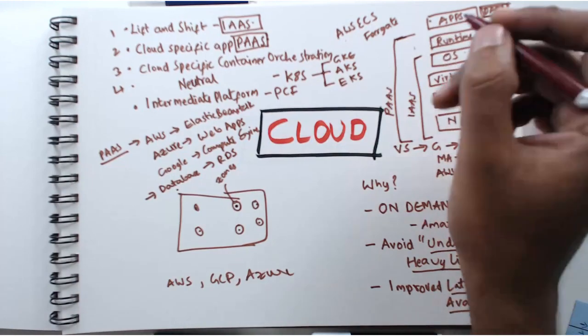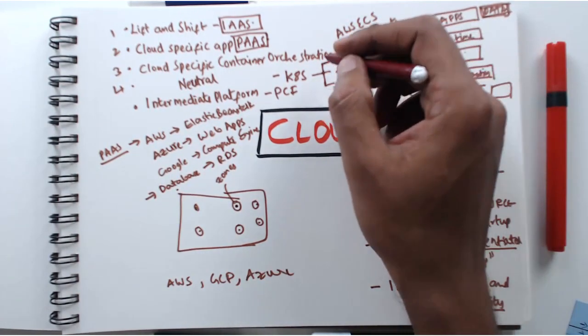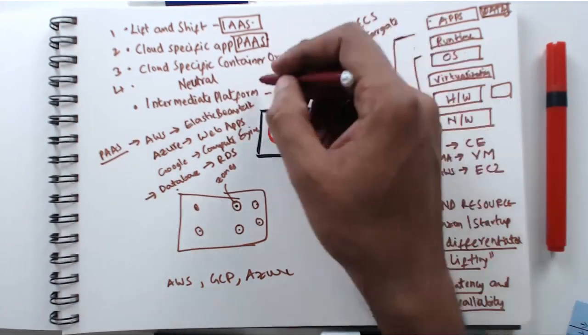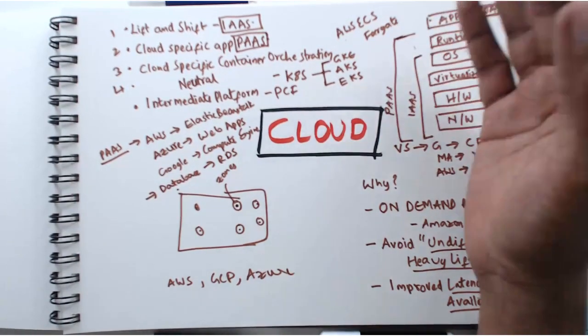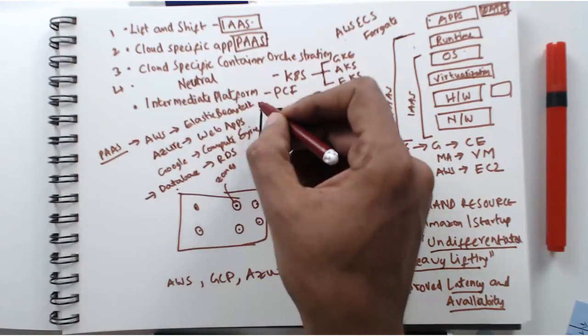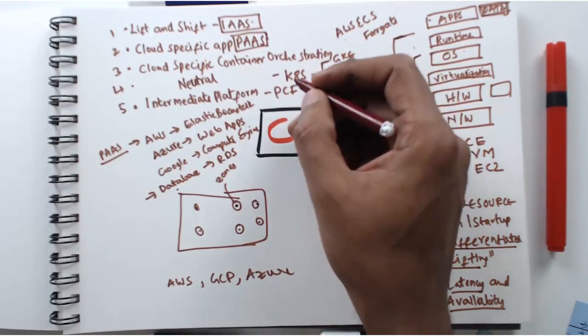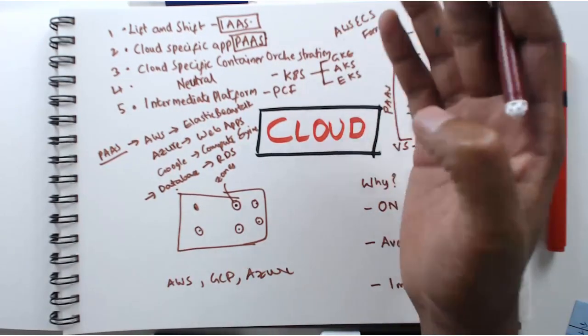So all these are the Kubernetes offerings from various cloud providers, and once you use Kubernetes, the advantage that you have is even though you are running on the cloud, you can shift from one cloud to another without a big problem. The other option is to use an intermediate platform. Option number 5 is to use an intermediate platform like PCF. If you are a Java shop, if you are using Spring Boot, if you are using Spring Cloud, then PCF might be a very interesting option.